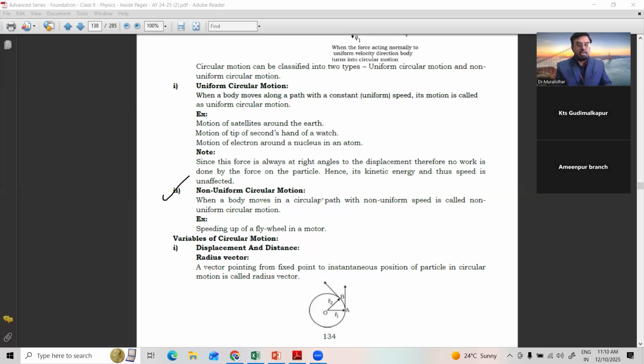When a body moves in a circular path with non-uniform speed, it is called non-uniform circular motion. What is non-uniform speed? Speed changes from time to time. So, speeding up the flywheel of a motor. Any motor wheel, you can speed up. Sometimes you start slowly and then pick up the speed. So, speeding up of a flywheel in a motor is the best example for non-uniform circular motion.